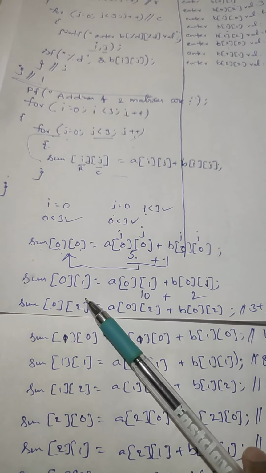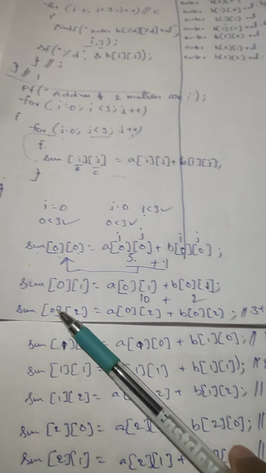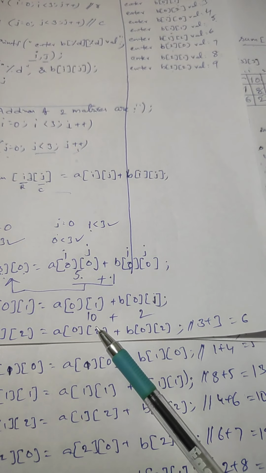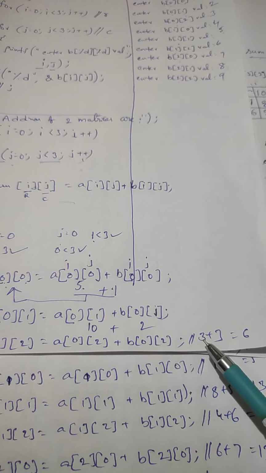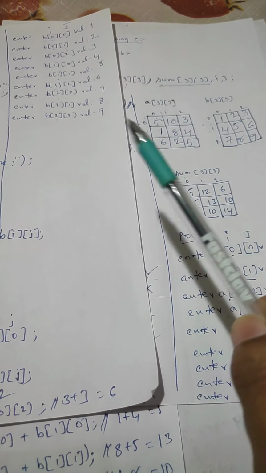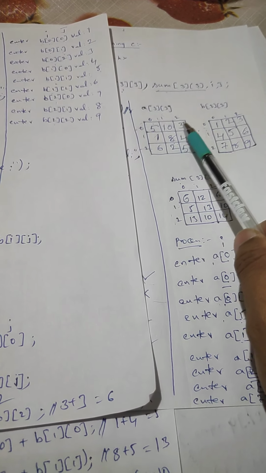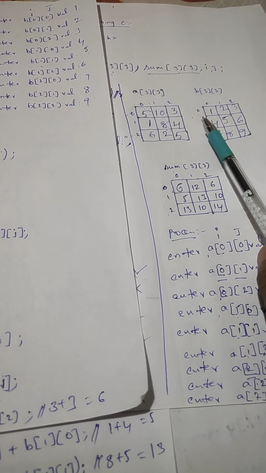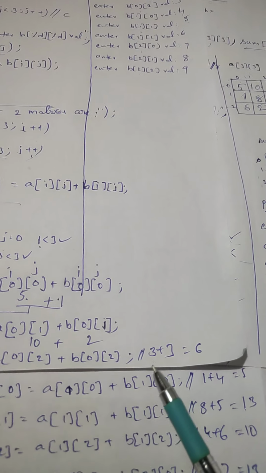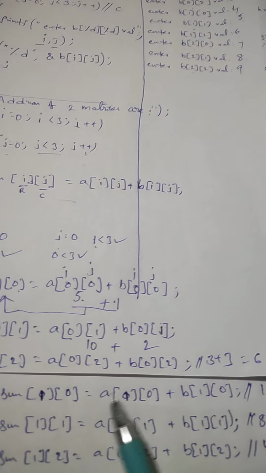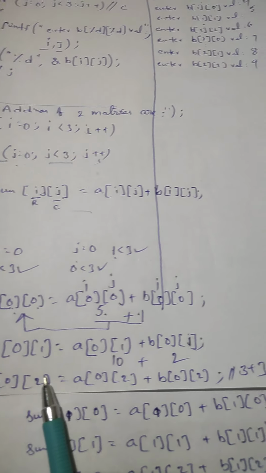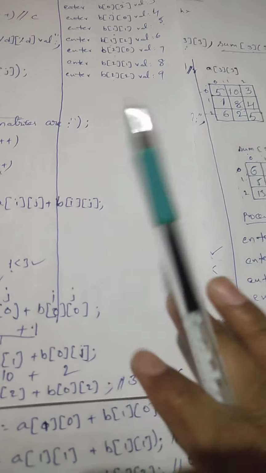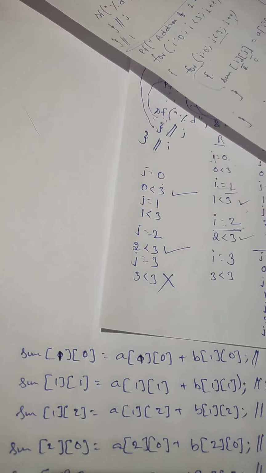So sum of 0 2, 0th row second column. The a value at 0th row, second column is 3. And next b of 0 2, 0th row and second column value is 3. So 3 plus 3, 6. That is stored in which location? Sum of 0 2, 6 is stored. So likewise, all the remaining statements are also executed.